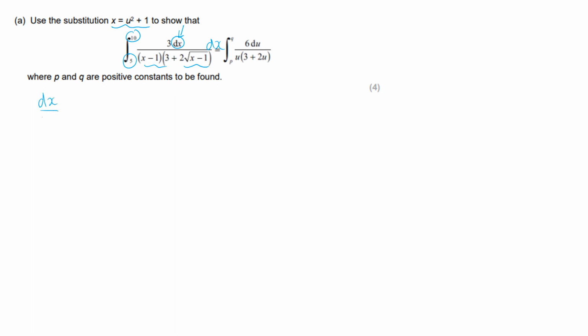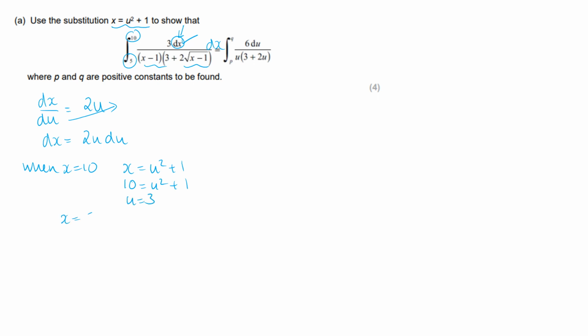So dx by du is going to equal 2u. So what does dx stand for? Then we're just going to cross multiply. Dx is going to be 2u du. So I've done the dx bit. Now let's have a look at the limits. When x is equal to 10, because x is equal to u squared plus 1, 10 is equal to u squared plus 1. Take that plus 1 over. U squared is equal to 9, so u is equal to 3.